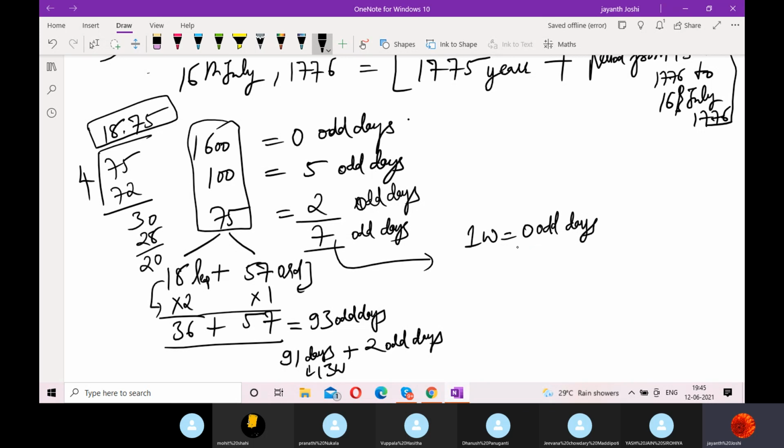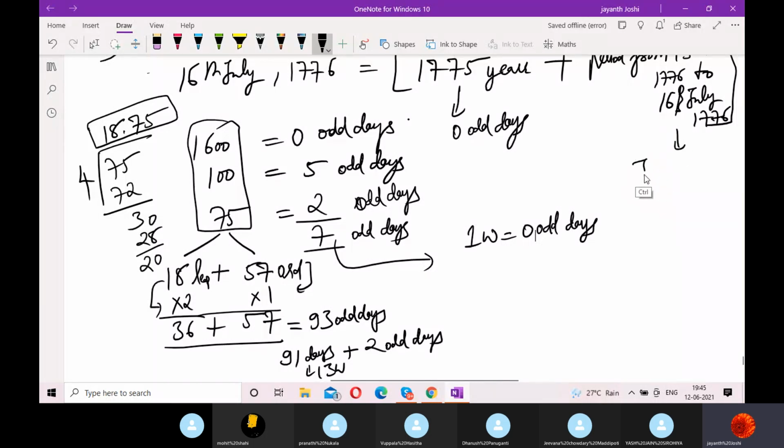Okay, so now all of you may again be tired of doing all this and very upset. After doing all this I got 0 odd days only. Okay, so till 1775 years we got 0 odd days, but our aim is to find out for the last year how many odd days are there. So I will take the 1776 year into picture.